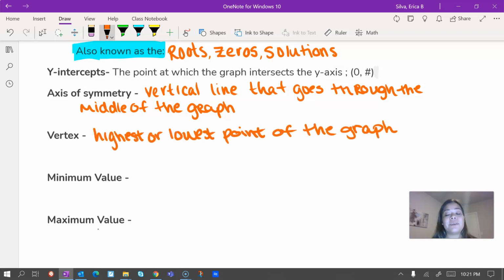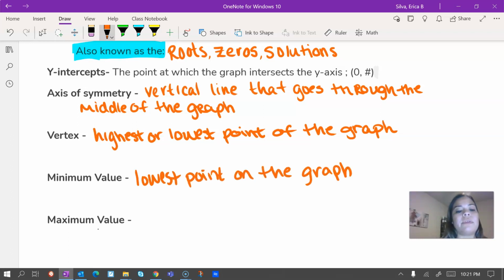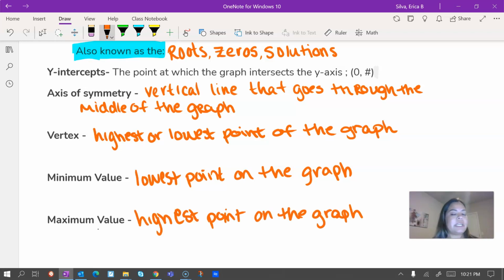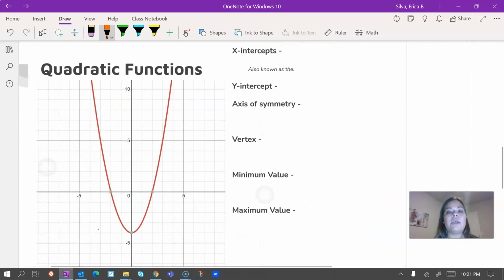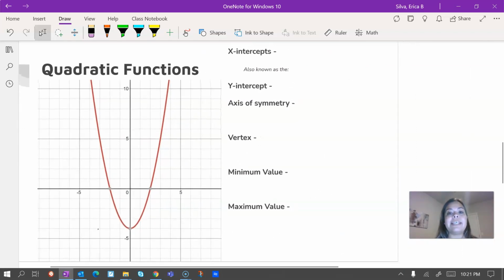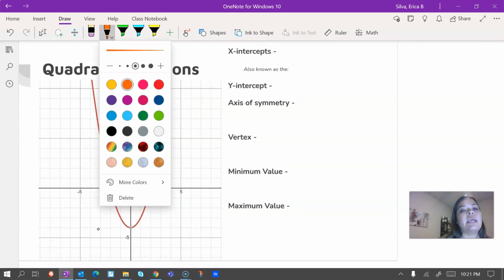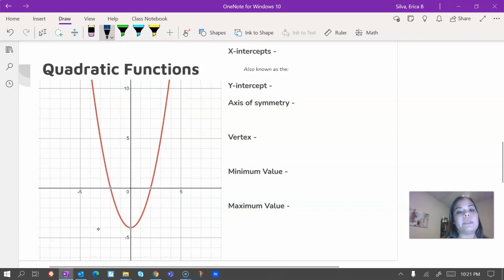Now the vertex also has an additional name depending on whether it's facing up or down. The minimum value will be the lowest point on the graph, and the maximum value will be the highest point on the graph. All right, so let's go ahead and look at this first function, the quadratic function. Go ahead and identify the key features and then locate them.